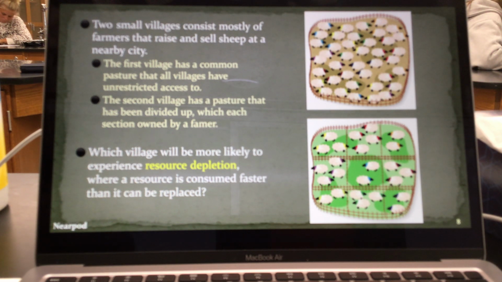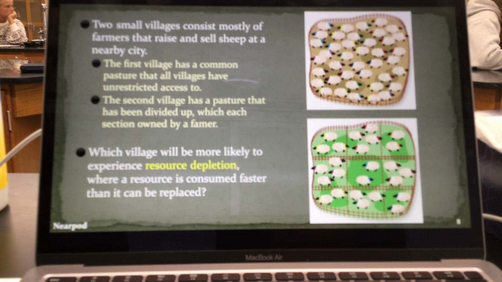All right, so which one of those villages, 1 or 2, is going to be least likely to experience that resource depletion, where those resources are consumed faster than they can be replaced? Which one of those, 1 or 2, is more likely to experience resource depletion? 1 or 2? Who's got a guess?